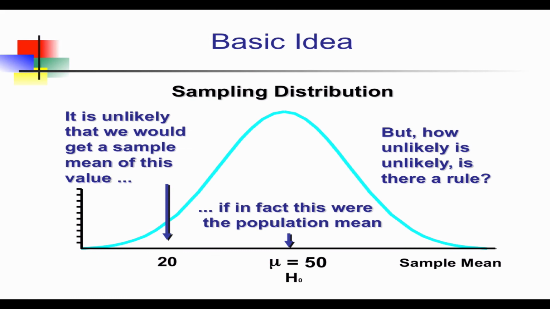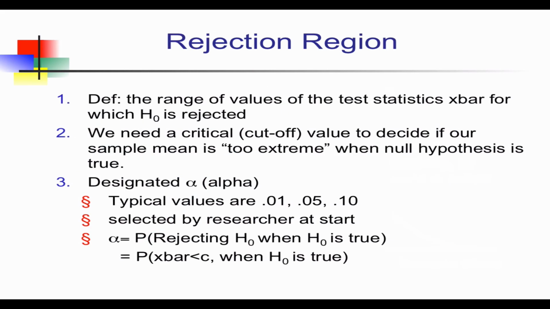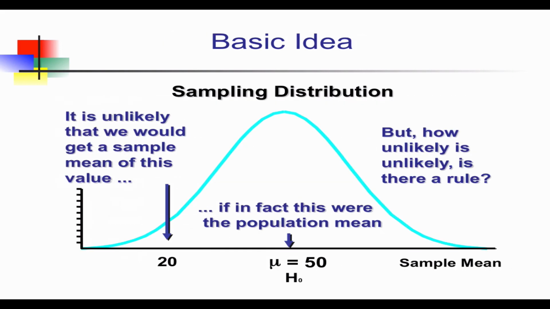So essentially, this is what I just talked about. If, in fact, the population mean is 50, the next task is how likely it is that under this mean you observe a 20, or you observe your sample statistic. So if that is the concept, the next idea that you need to have is a rejection region.